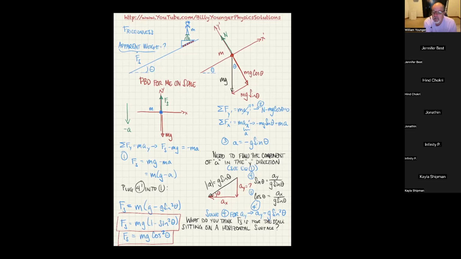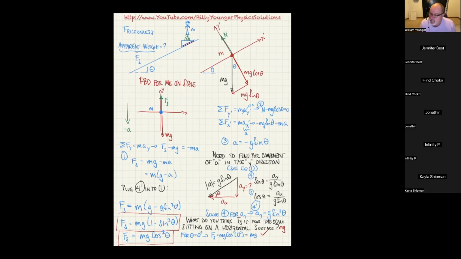Would the scale read your regular weight then? Yeah, that's what I was shooting for. You'd expect it to read your regular weight. So I would say that theta equals 0 suggests it would be mg. Is that correct? So guess what? For theta equals 0 degrees, we get F sub s is equal to mg cosine squared 0 degrees, which is just mg. So yay, that worked out.